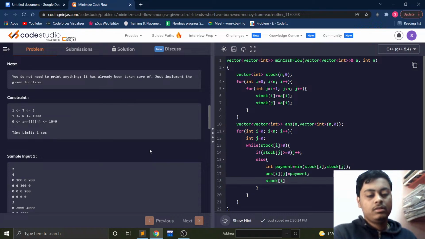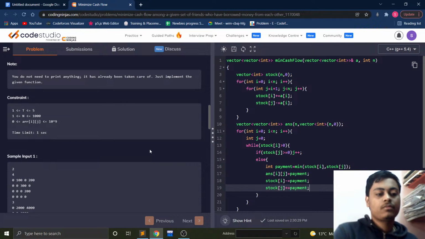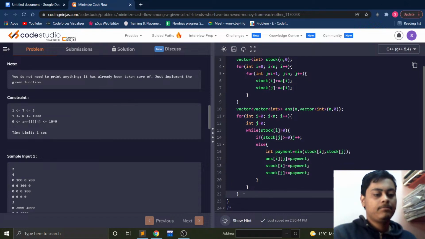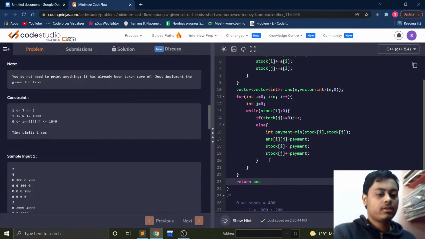Stock I paid this much amount, right? So it will subtract the payment, and stock j got this amount of payment, so it will increase by payment, right? And I think in this method we'll cover all the payments. Yes, last we can return answer, right? Let us run this.